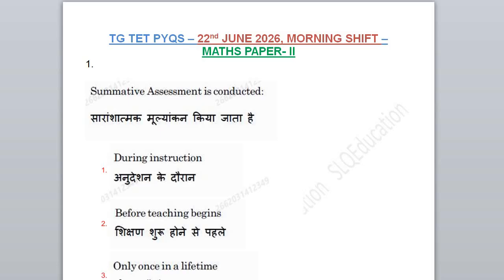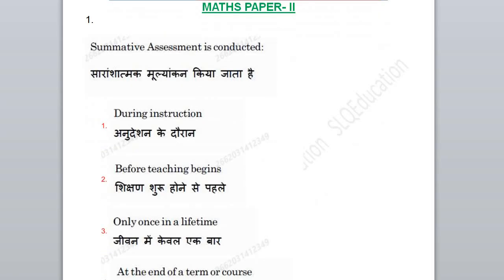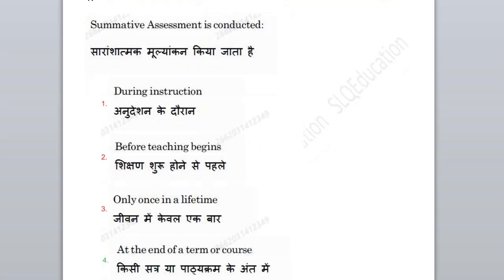First question follows. Summative assessment is conducted. First option, during instruction. Second, before teaching begins. Third one, only once in lifetime. Fourth one, at the end of a term or course. So the fourth one is the correct one.